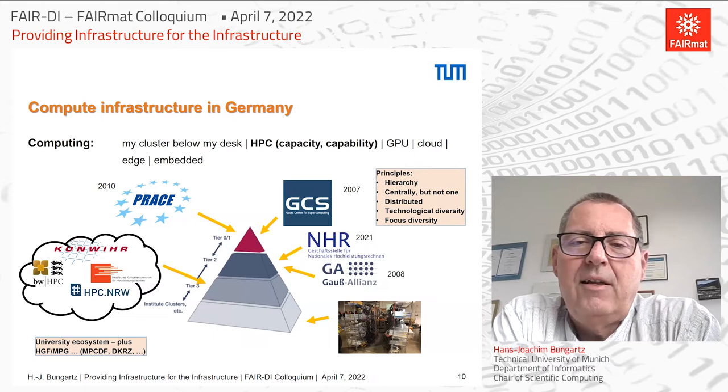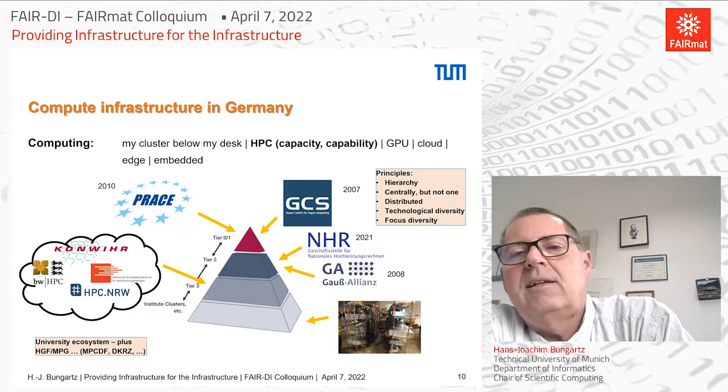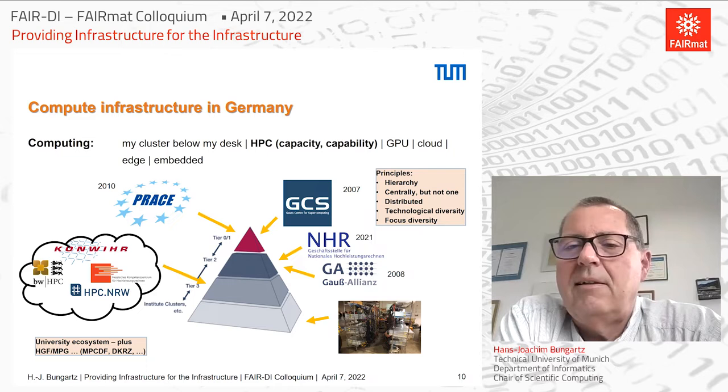Then we have tier two, where the established structure was the Gauss Allianz, established shortly after GCS, an association of roughly 20 computing centers, some having a regional task, so Landesrechner, a state computer, others having a more topical task, like the ones of the Max Planck Society, for example.